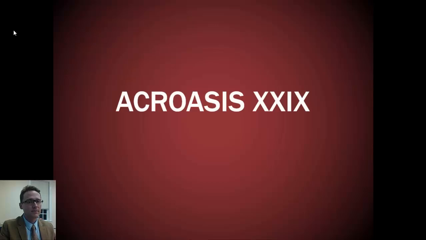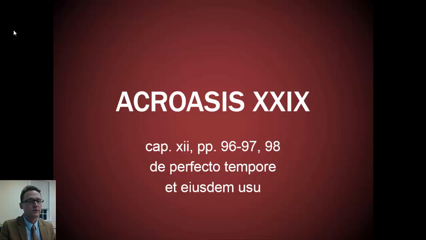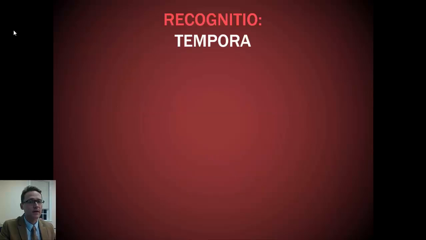Acroasis XXIX. From Caput Duodecimum, chapter 12, pages 96 through 97 and 98. De perfecto tempore et eiusdem usu, on the perfect tense and its use.